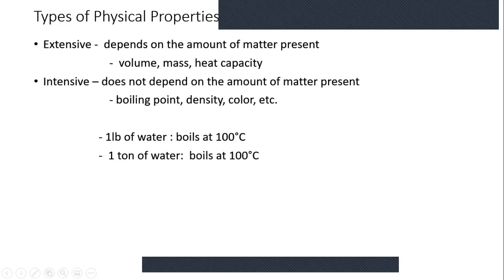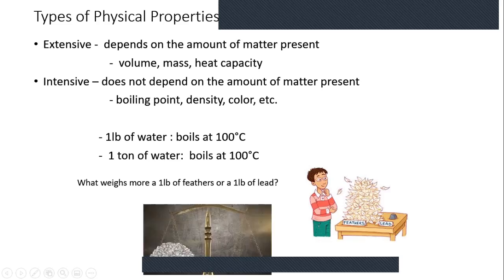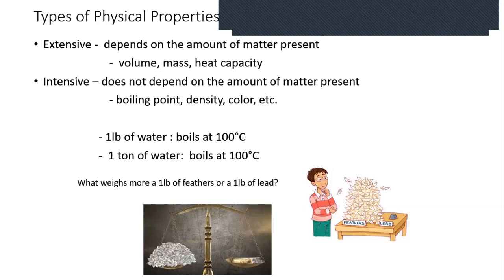And so 1 pound of water boils at 100 degrees Celsius. Likewise, 1 ton of water boils at 100 degrees Celsius. There's no change based on the amount of matter used. So if we look at 1 pound of feathers or 1 pound of lead, which one weighs more? Well, in fact, they both weigh the same, because the only difference is it takes more of the feathers to make 1 pound versus the lead. If you were to weigh these, they would both weigh the same.